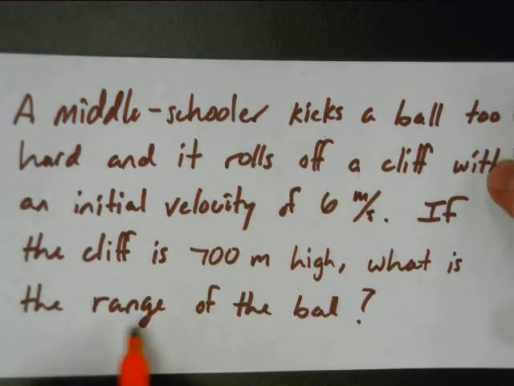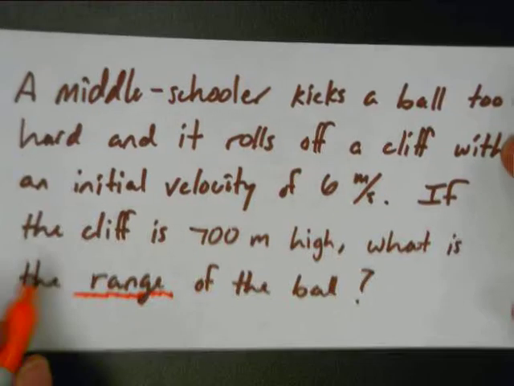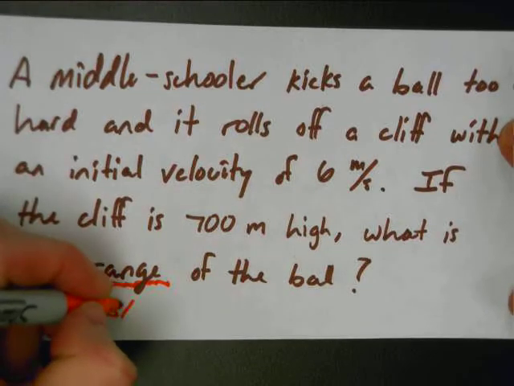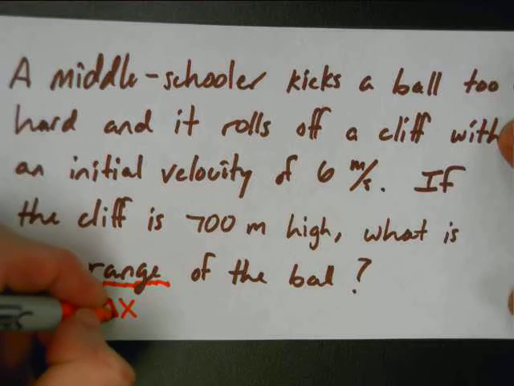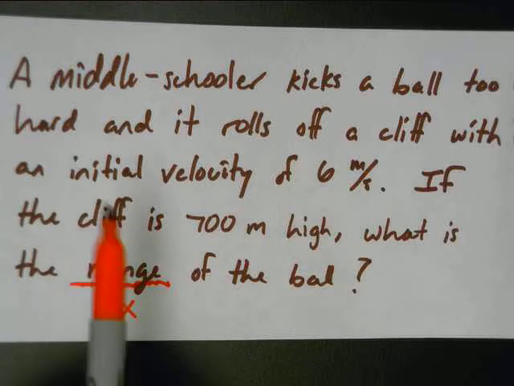Anyway, range is what it's looking for. And we need to make sure we understand this word. This is a nice, cool word for the horizontal displacement, delta x. And so that's what we're looking for. That's a quantity in the horizontal or x direction, and we know this is going to be a horizontal launch.